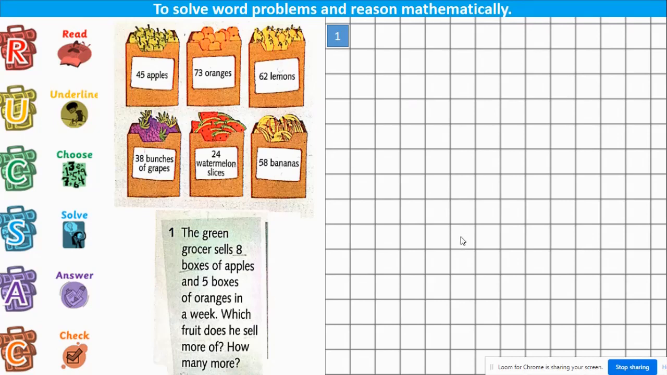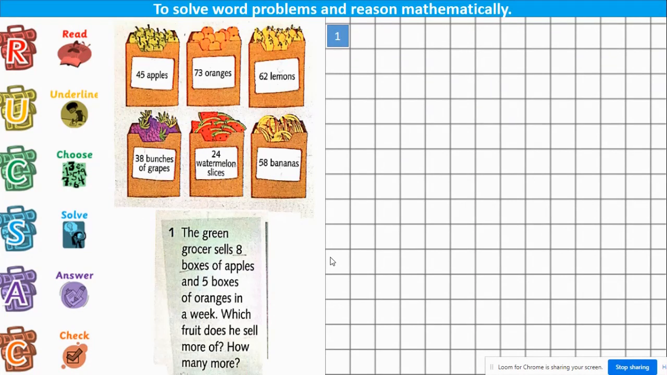Hello children, our objective for today is to solve word problems and reason mathematically. Basically, we have already learned the formal written method of multiplication. Now it's time to apply what we have learned, which means it's time to use whatever we have learned.